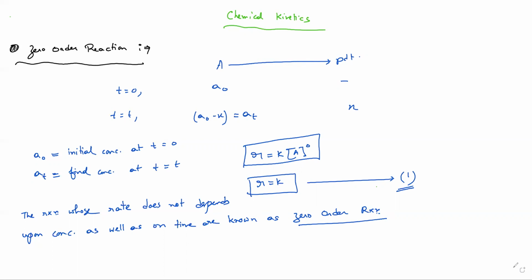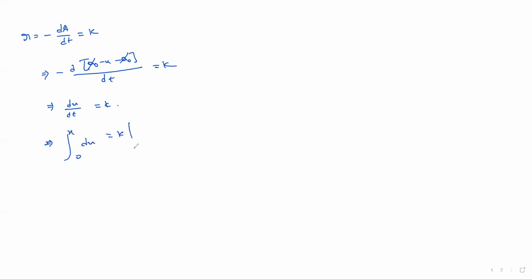Any doubt? So from here we can write the derivation. Rate equals to dA by dt, which is the rate of disappearance of A, which equals K. So we can write d(A naught minus X) by dt, which equals K. Just cut down, so from here dx by dt equals K. Integrating dx from 0 to x, K dt from 0 to t, we get x equals to kt. Equation number 2.